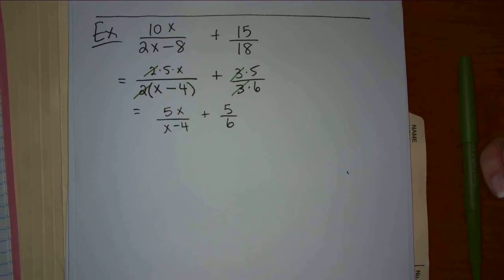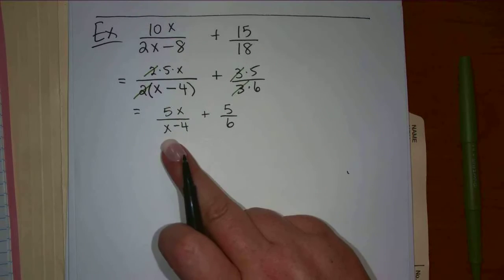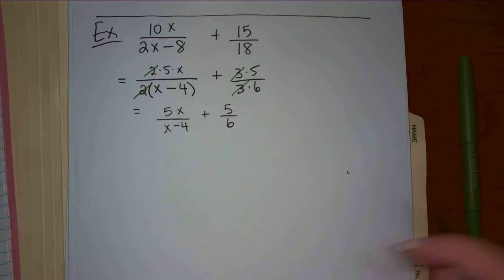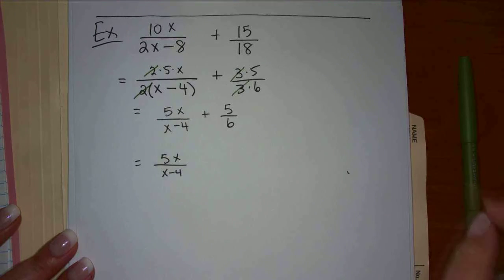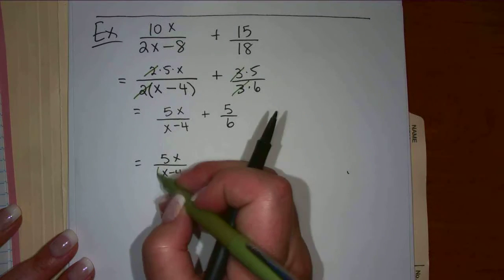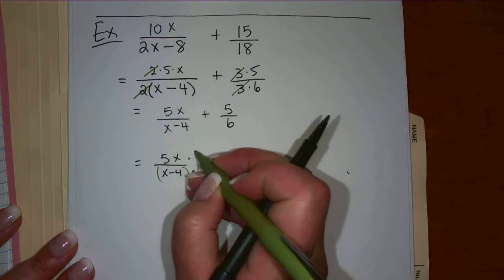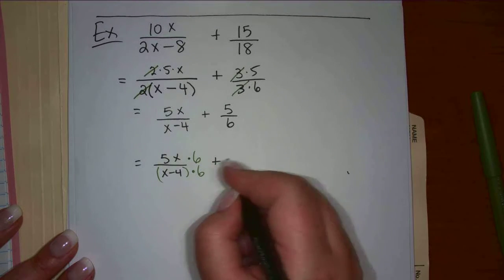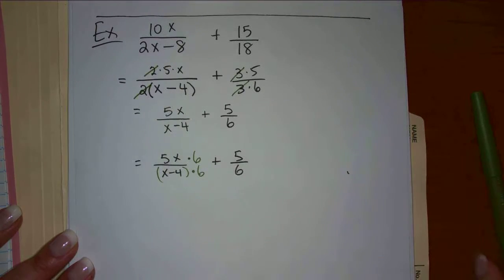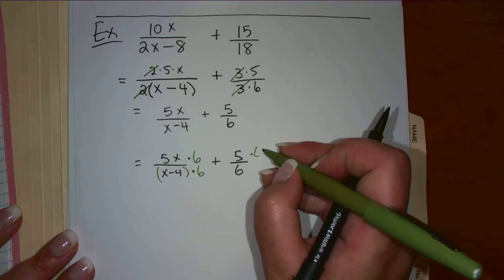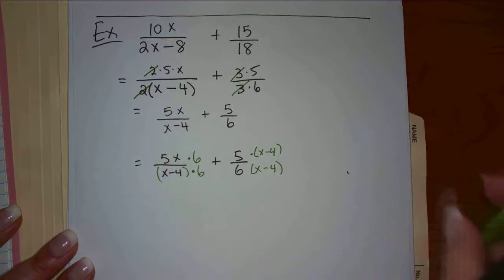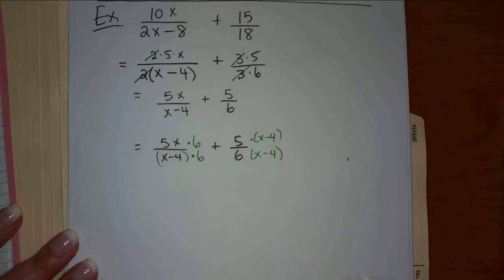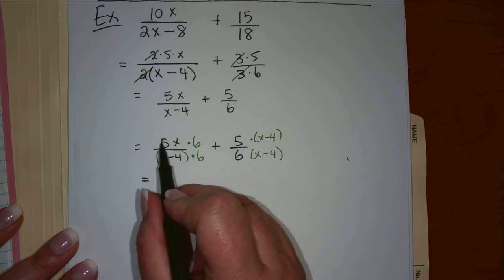So the common denominator, we can't simplify them more, so those are the denominators. So we multiply them together to get a common denominator. So our first fraction needs to multiply by 6. And our second fraction needs to multiply by x minus 4. So 5 times 6.